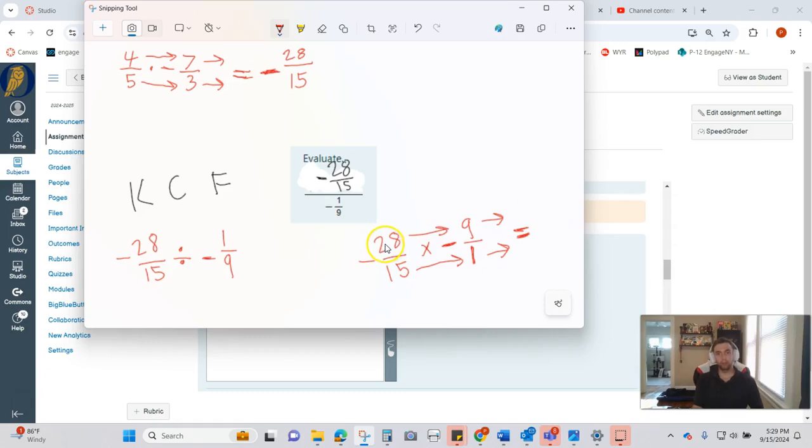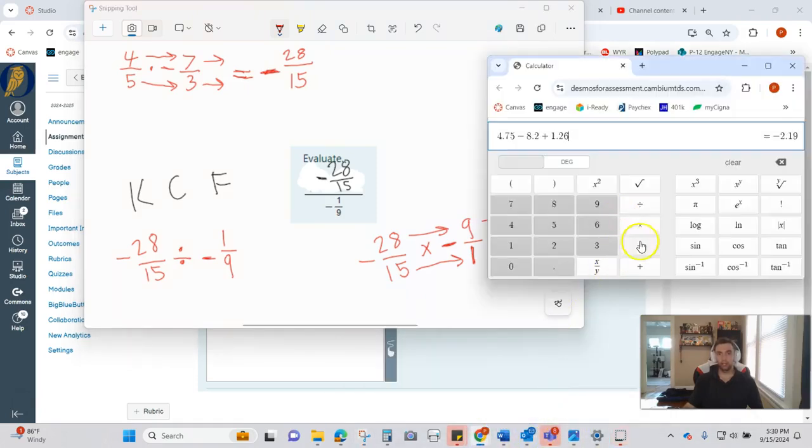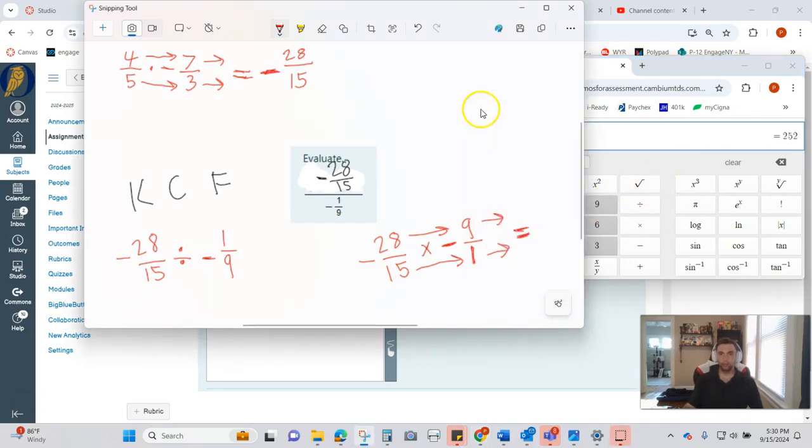So now let's multiply the two numerators together to get the new numerator. What is 28 times 9? 28 times 9, 252. 252 on top of what's 15 times 1? Yep, that's 15. So this is our final answer, positive 252 15ths.